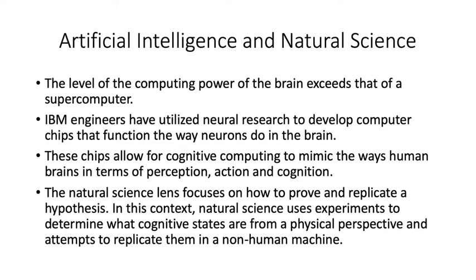So then the natural sciences looks at how to prove and replicate a hypothesis, and it's using the natural world. So in this context, what natural science is doing is trying to figure out that physical perspective of what cognitive states are and then try to replicate them in a non-human machine. So what you've done, again, first bullet talks about in general what the topic is, and then the next couple of bullets are going to be the points you draw from the article, and then the last one is about what that lens says about the topic. So I'm looking at here that you understand what the lenses are and how then you would draw what that lens does when it looks at this topic.